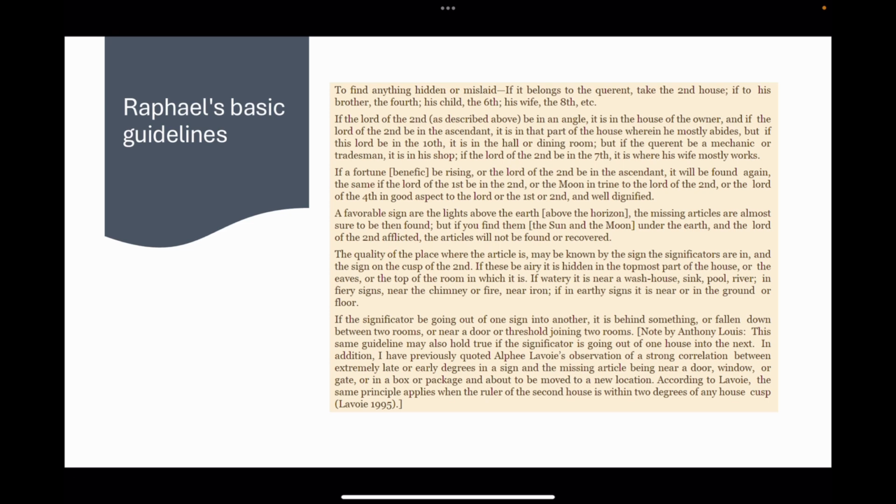If it's in a water sign, it may be near a wash house, a sink, pool, bathroom, or on the floor because water is associated with the ground. And if it is in a fire sign, it may be near fire or a chimney or near a wall. And if it's in an earth sign, that also can represent where the item may be on the ground or in the floor.